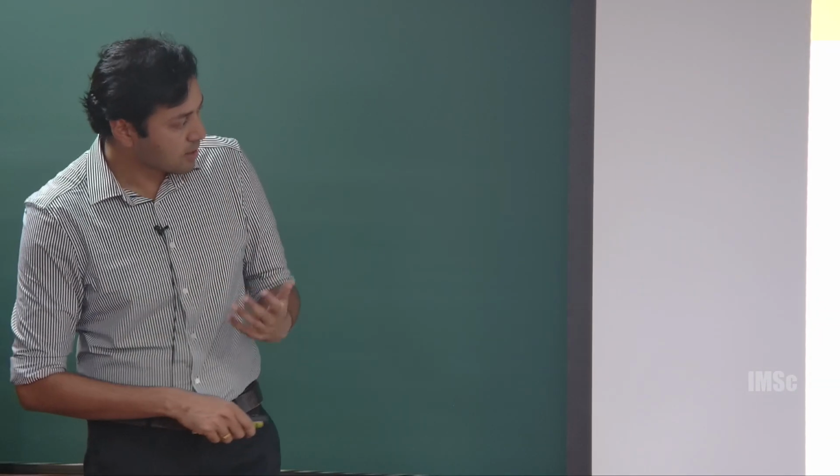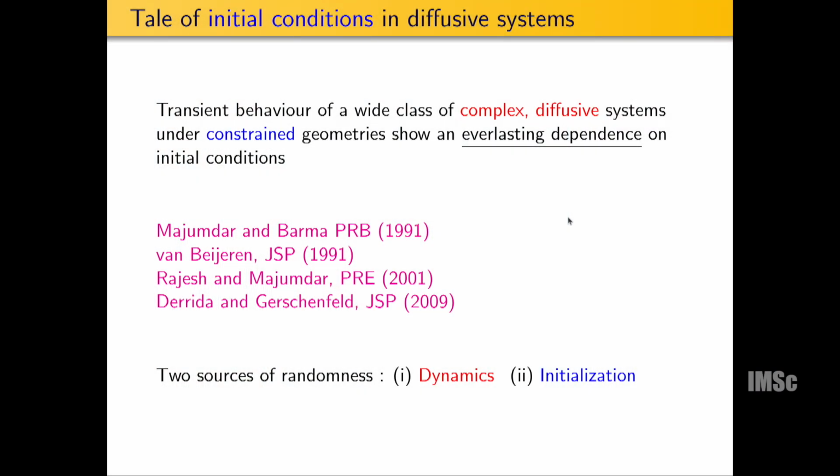Now, this kind of system has been studied for quite some time. The earliest paper that I could find was by Satya Majumdar and Mustansir Barma from 1991. In this class of problems, there are essentially two sources of randomness. One comes from the microscopic dynamics of the individual entities, and the other comes from how you have initialized your system, from the initialization protocol.